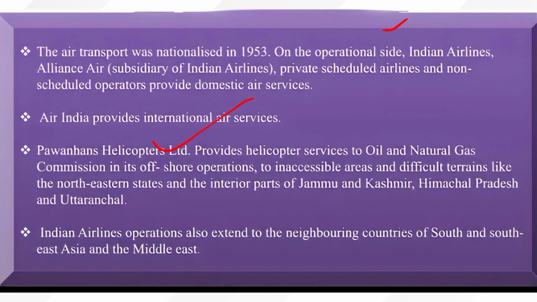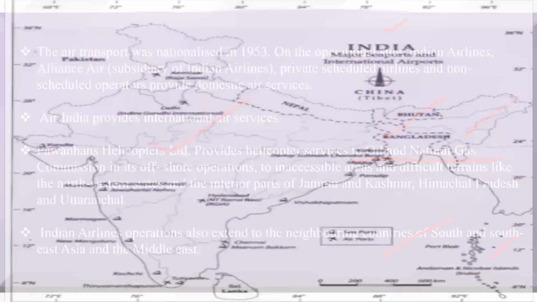Yes, the Pawan Hans helicopters, they carry oil and natural gas. The Pawan Hans helicopters service is provided to the Oil and Natural Gas Commission in its offshore operations to inaccessible areas and difficult terrains like northeastern states and interior parts of Jammu Kashmir, Himachal Pradesh, Uttaranchal and all those regions where it is difficult for any other modes. Very important objective type, children. Indian Airlines operations also extend to the neighboring countries of South and Southeast Asia and also the Middle East.